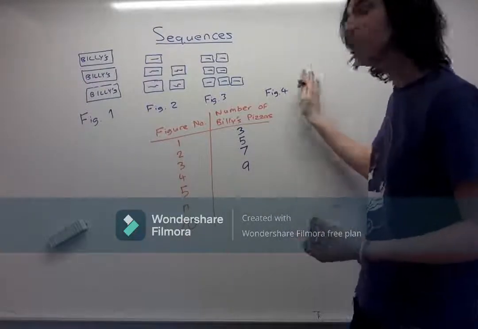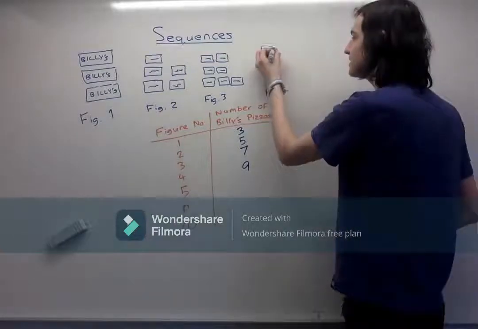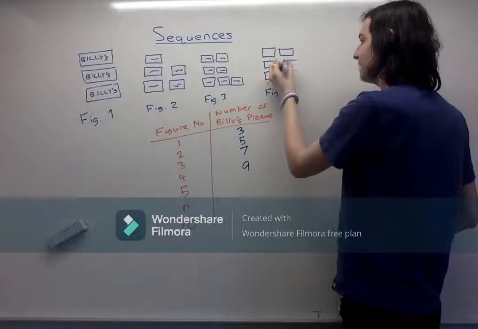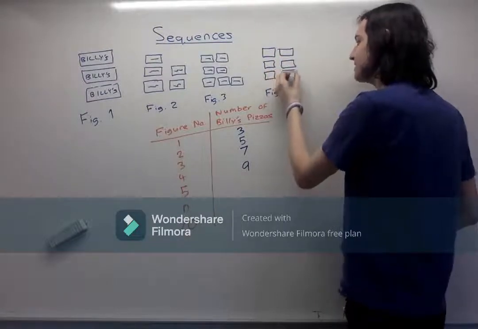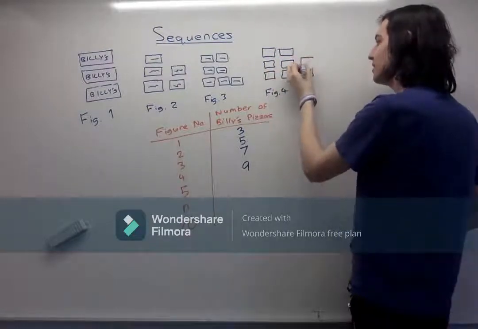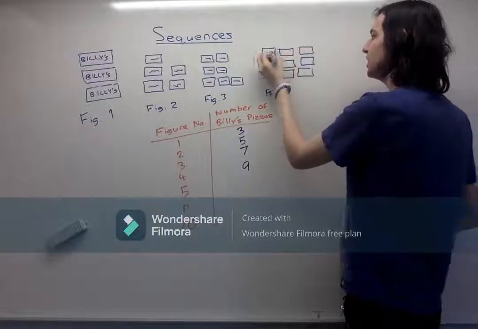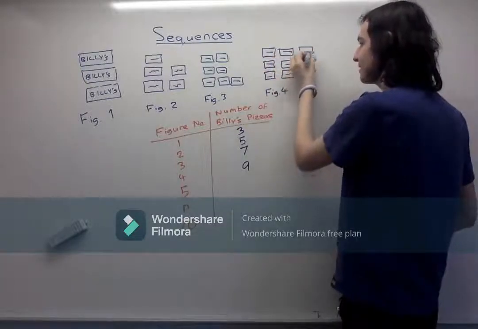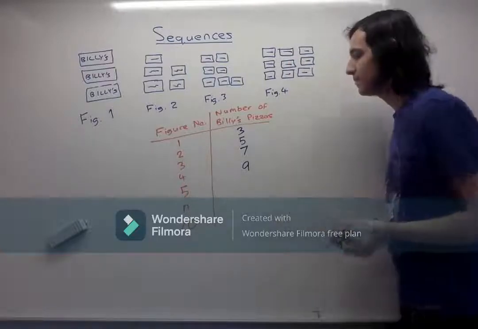Some questions may ask you to draw them. So in this case, we need to draw 9 Billy's Pizzas, which I'm just going to indicate by drawing rectangles with a line in them because I can't be bothered to write Billy's 9 times over. But the drawings you usually get are fairly basic, so that's rather pleasant. There we go, so we got 9.